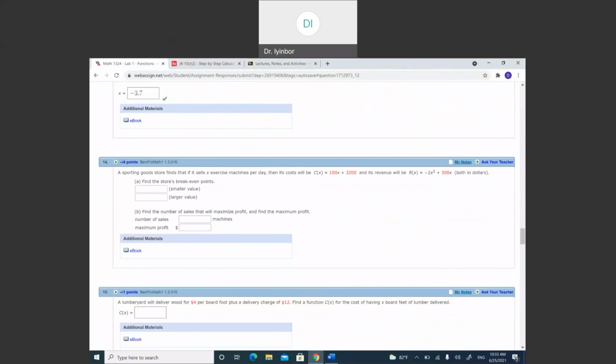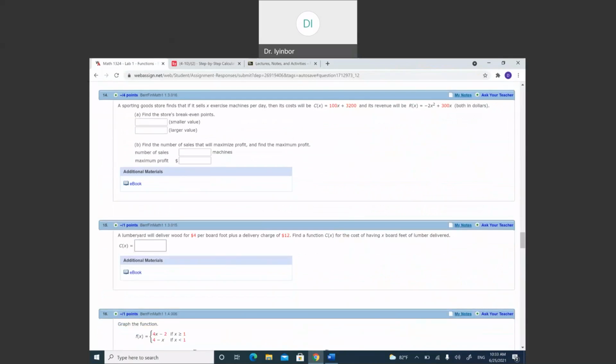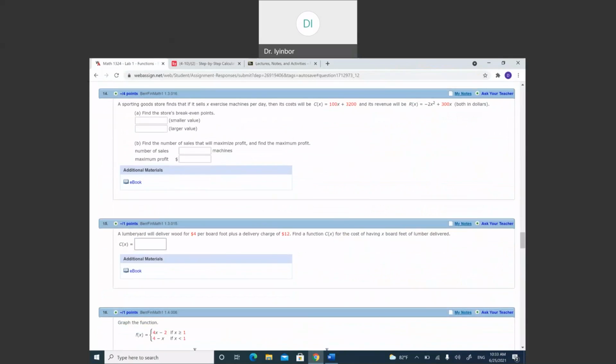Then we have number 14. And in number 14, we have cost and revenue functions, and we have to find the break-even point. So here we are given the cost function, and the revenue function is given. Cost is the expenses you're using to produce something. The revenue is when you sell something, how much you're going to get from selling it. And the break-even point is when the revenue and the cost are the same.